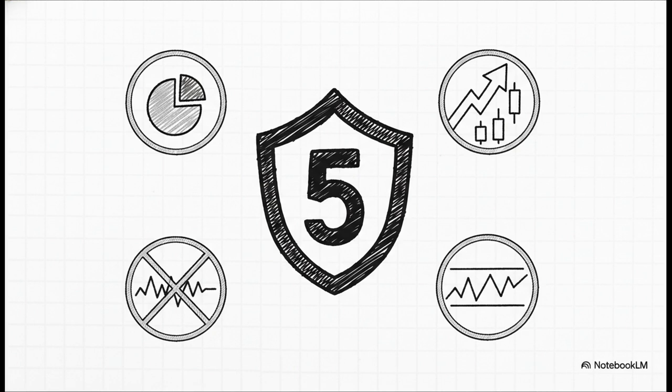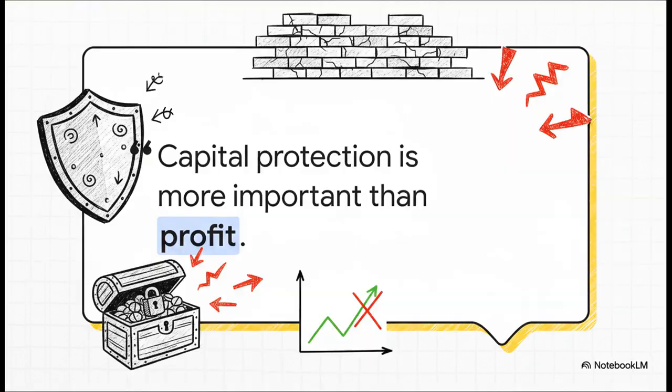3, stay away from choppy, sideways markets. This strategy just doesn't work well there. 4, do not trade around major news events. It's just too crazy and unpredictable. And 5, the golden rule of trading. Never, ever risk more than 1 to 2% of your entire trading account on any single trade. Just let that sink in for a second. Yeah, profits are the goal, of course, but you can't make any money if you've lost your starting capital. Your first job as a trader isn't to get rich quick, it's to protect what you have so you can stay in the game.